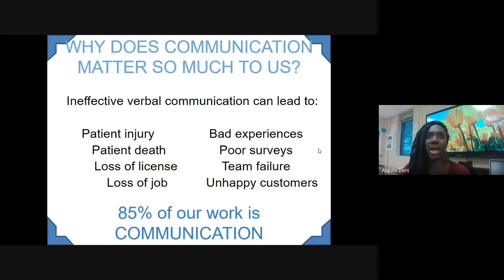So for healthcare workers, why does communication matter to us so absolutely much? Because most of what we do is communicate. We teach patients, we explain stuff, we gather data from patients, we talk to family members, all that. Most of what we do is communication, and every action we take is based on what's communicated to us from our patients or from other healthcare workers. So if we don't have effective verbal communication, and we'll talk about what verbal means exactly, it can lead to your patient being injured or dead, okay? You can lose your license or your job as a result of that.